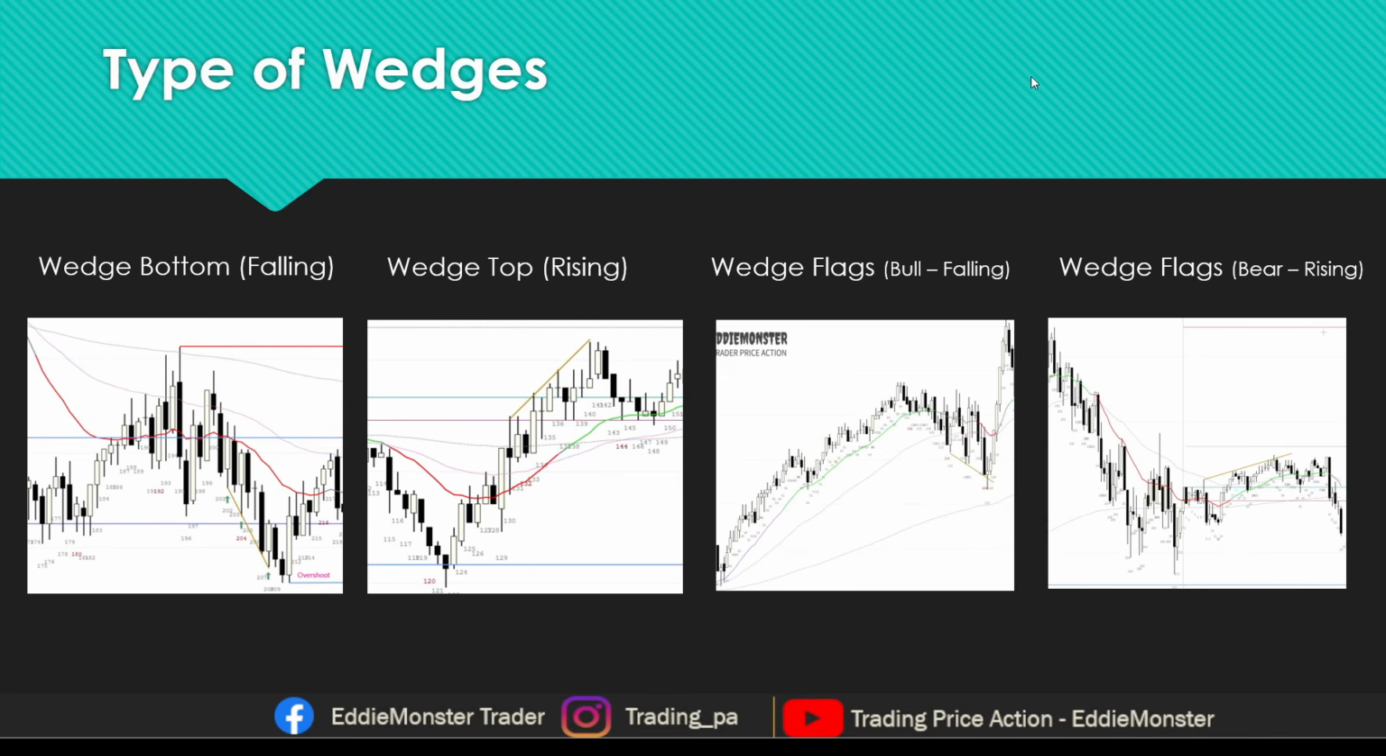Type of wedges that we have, and we'll see in the chart with more details. We have a wedge top, falling. So it's falling, it's a wedge top. We have a wedge bottom, sorry. That's a wedge bottom here. And then we have a wedge top rising here, right? So this is always the standard.